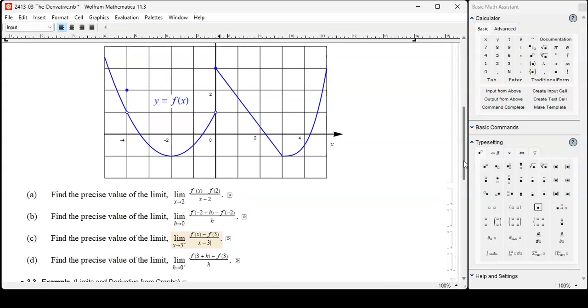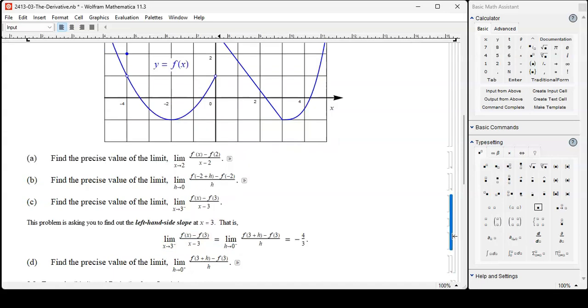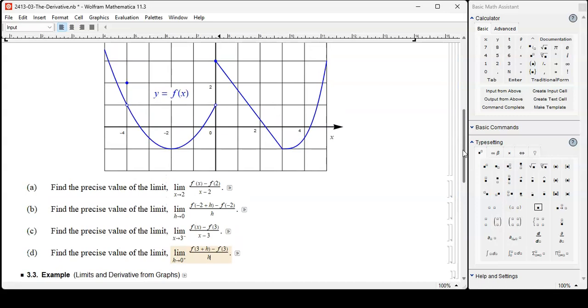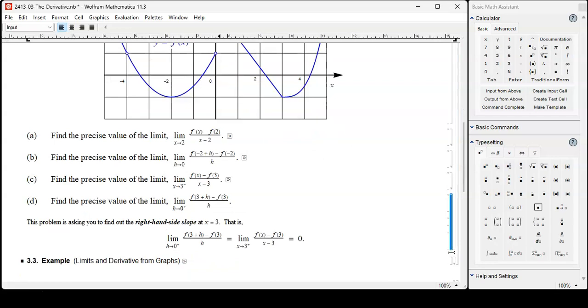And then the precise value at x equal to 3, but 3 minus. So it's left-hand side. The left-hand side slope here, -4/3. This time, Newton quotient expression at x equal to 3, but 3 plus. Plus is right-hand side. To the right, horizontal line, so that's 0. See that?